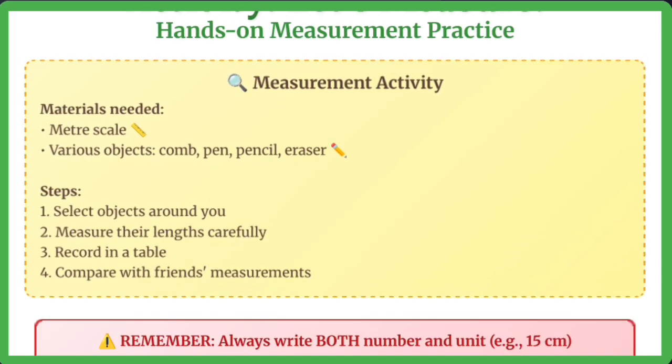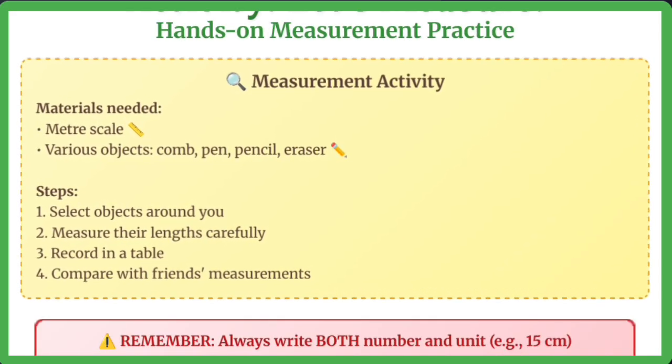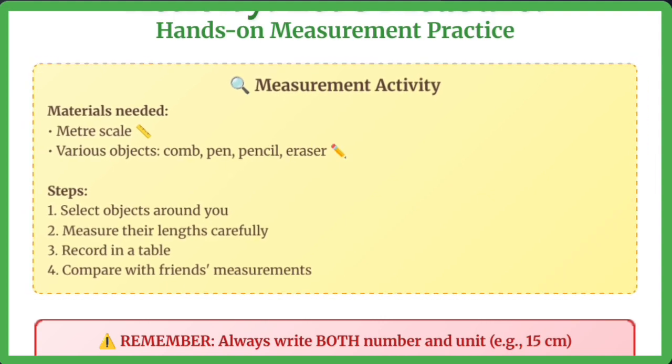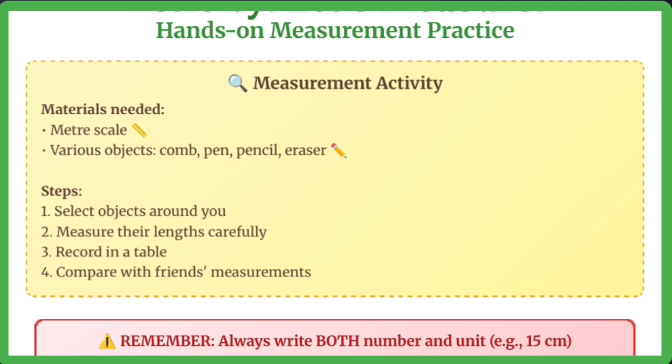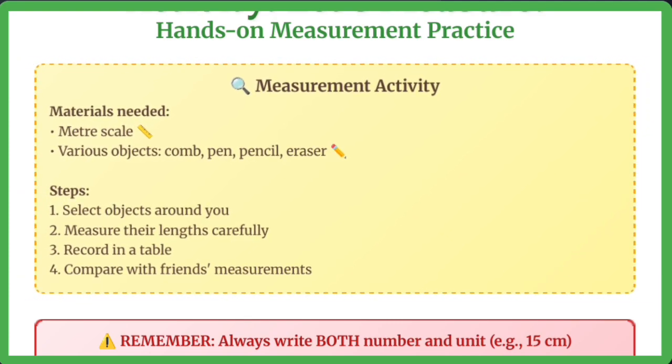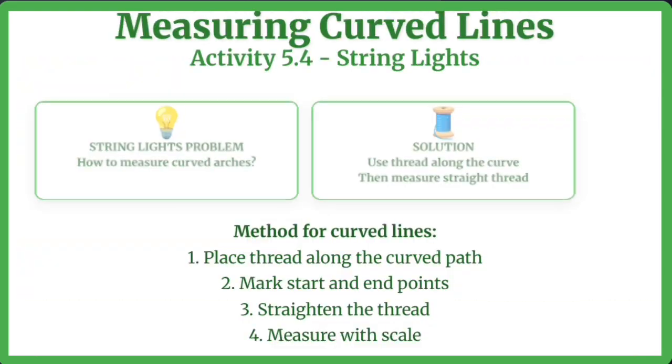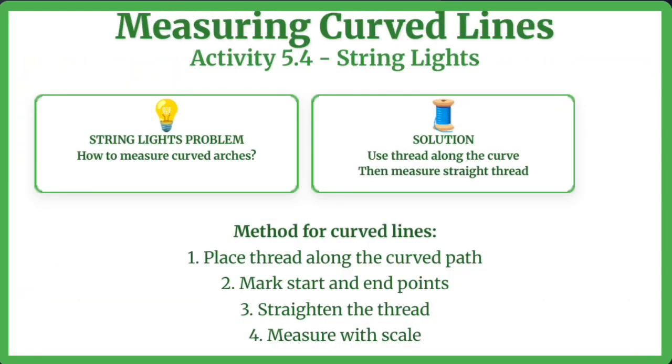Let's do a measurement activity. Take a meter scale and measure objects around you like cones, pens, and pencils. Remember to always write both the number and the unit in your measurements. Measuring curved lines like arches for string lights requires a special method. We use thread to follow the curve, then straighten and measure the thread to find the length.